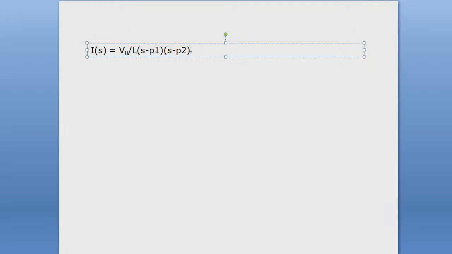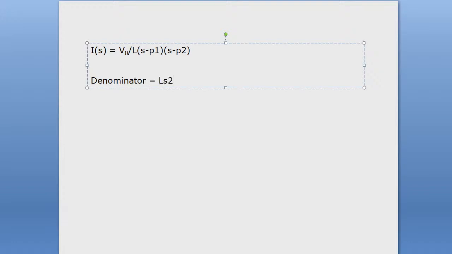Actually your denominator part is equal to L s square plus R s plus 1 by capital C. That is the quadratic equation. So you know that a quadratic equation has two roots.